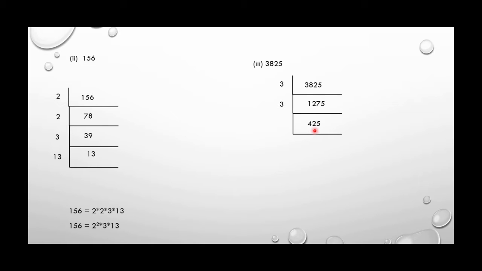Now 425 cannot be divided by 3. Therefore, the next least number which divides 425 is 5. Now, when we divide 425 by 5, we will get 85. Again, the least number which divides 85 is 5. Therefore, when we divide 85 by 5, we will get 17. And the number 17 is divisible by itself, which is 17. Therefore, the prime factors of 3825 are 3 into 3 into 5 into 5 into 17, which can also be written as 3 square into 5 square into 17.